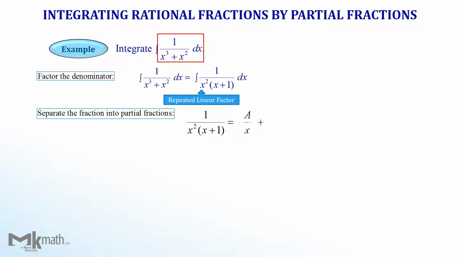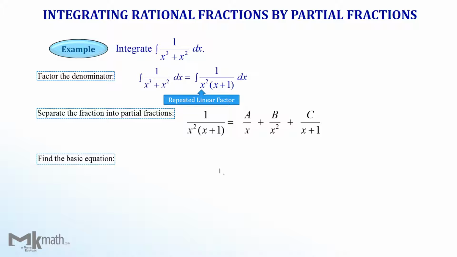Since the factor x of the denominator is linear, we use unknown constant a for the numerator. For the second term, x, which is linear, is repeated, so we use another constant b for the numerator. For the last term, still we have a linear function x plus 1 as the denominator. We use a different constant c for that.